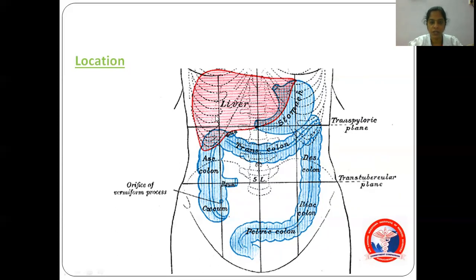This is named the right lateral plane. This is called the transtubercular plane. So in between the right lateral plane and the transtubercular plane, you can see the right iliac fossa. Within that, you can see this dilated sac-like structure that is called the cecum. So this is the location of the cecum.